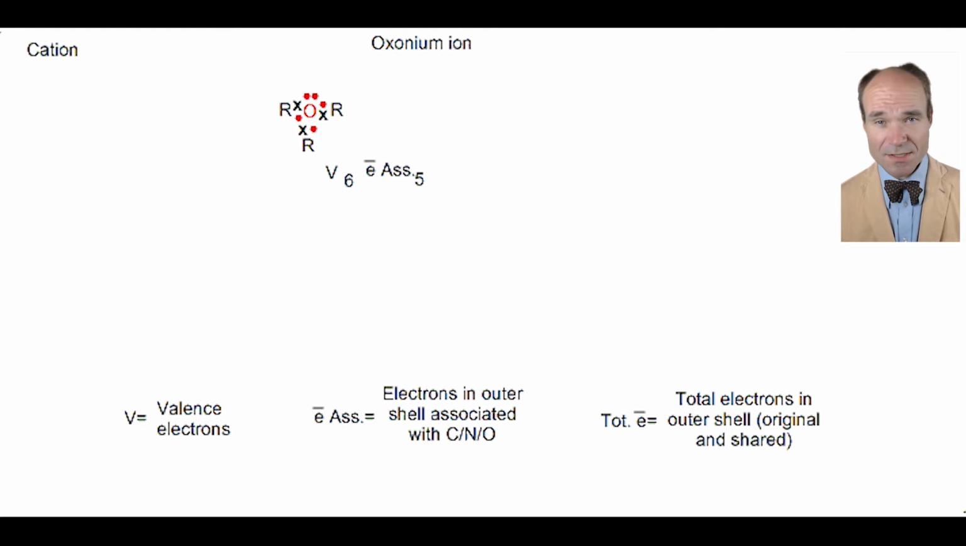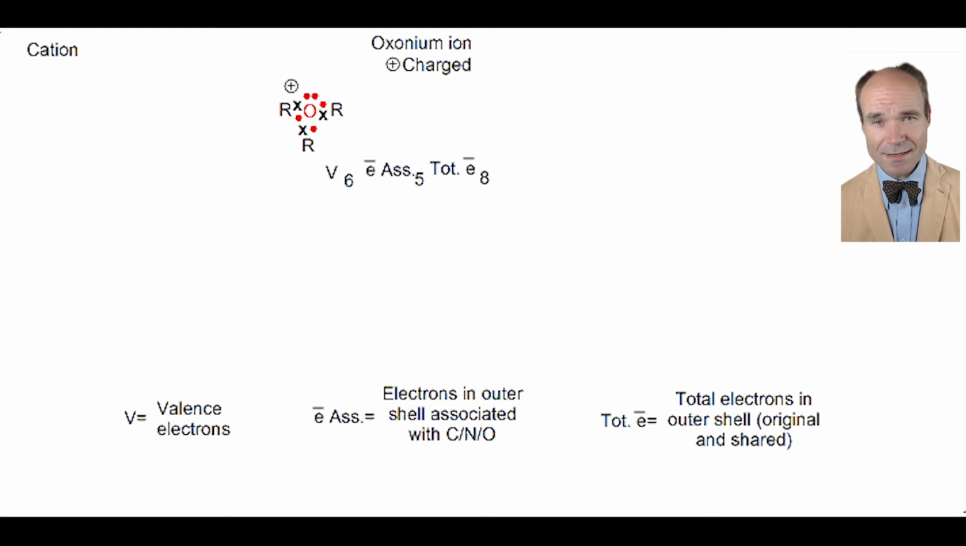5 electrons here are associated with oxygen, with 6 divided by 2 equals 3 in covalent bonds and 2 in lone pairs. So 6 minus 5 gives us the charge that is plus 1. In total, there are 5 electrons associated with oxygen and 3 electrons from R groups shared with oxygen through covalent bonds, for a grand total of 8 electrons, a filled octet. This is very different from the carbocation that is hypovalent and has only a total of 6 electrons.